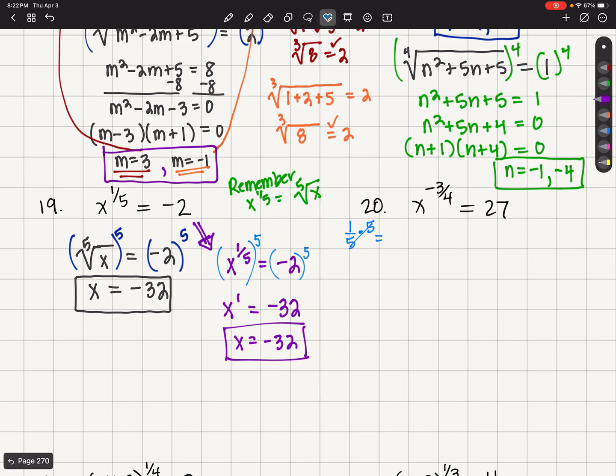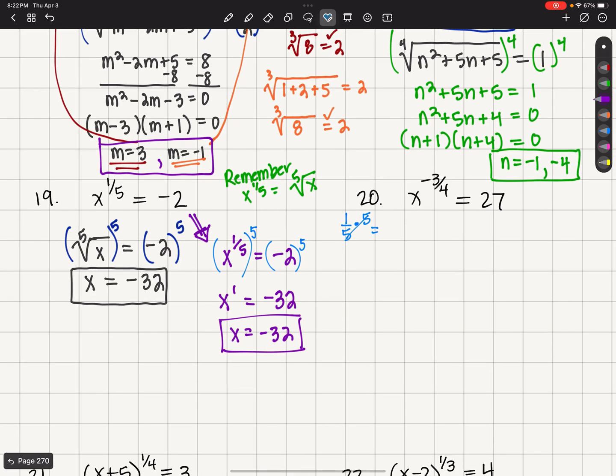Let's try that with this next one. Okay, so this next one, let's do orange. I'm going to have x to the -3/4 equals 27, and I'm going to try and write this horizontally. We're going to raise both sides to the 4th power. And that's going to leave us with x to the -3 equals 27 to the 4th power. Ay, ay, ay. That makes my head hurt.